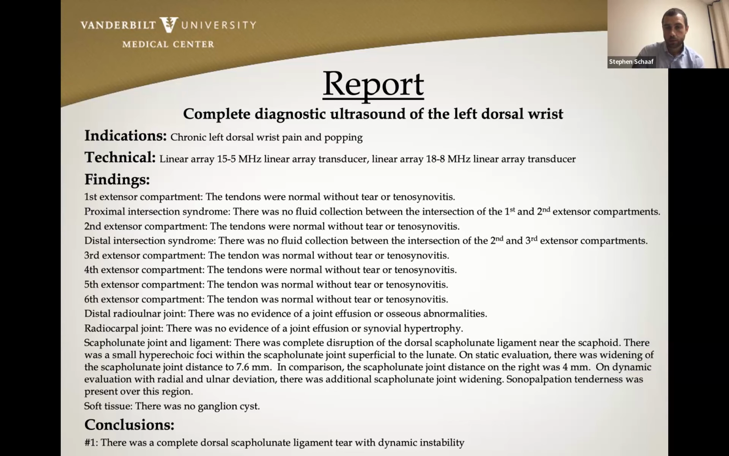And then importantly, when we were doing a dynamic evaluation, including radial and ulnar deviation, there was additional widening of that joint with dynamic instability. And then lastly, it was noted when we were doing this part of the scan that this is where the patient had the most sonopalpation tenderness present. And in addition, just scanning over this entire area, it's important to note that we did not see any ganglion cysts, which sometimes can occur with these ligament tears, which previously has been discussed in other lectures. So the ultimate conclusion in this case was that there was a complete dorsal scapholunate ligament tear with dynamic instability.